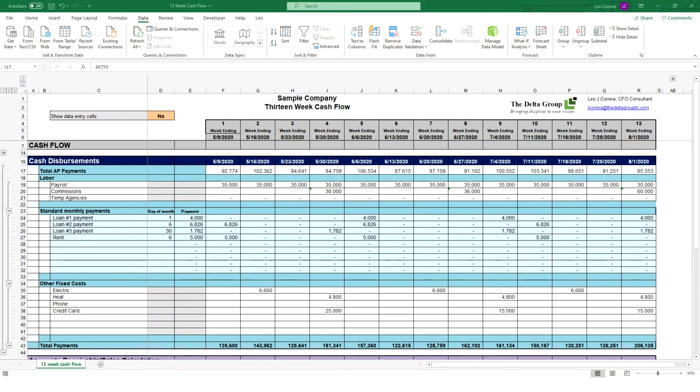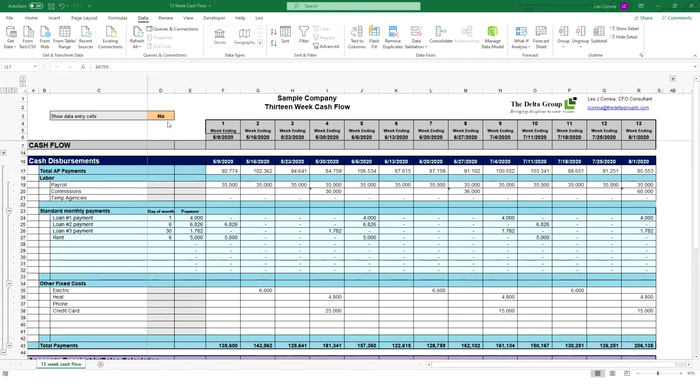Going to look at the cash disbursements section of the 13-week cash flow. Now, this tends to be one of the more complex sides of the 13-week cash flow, but it's actually also one of the more versatile sides to allow you to change things to keep your cash balance strong.